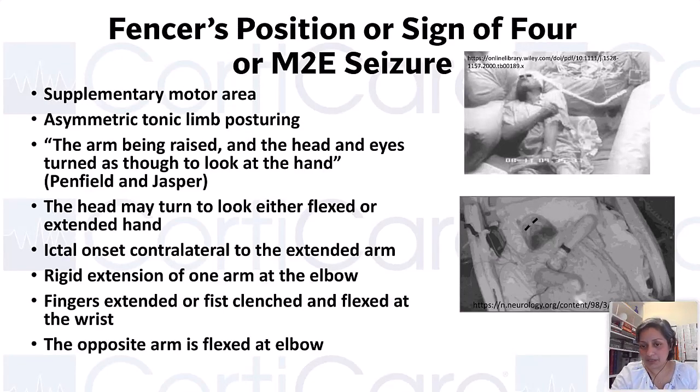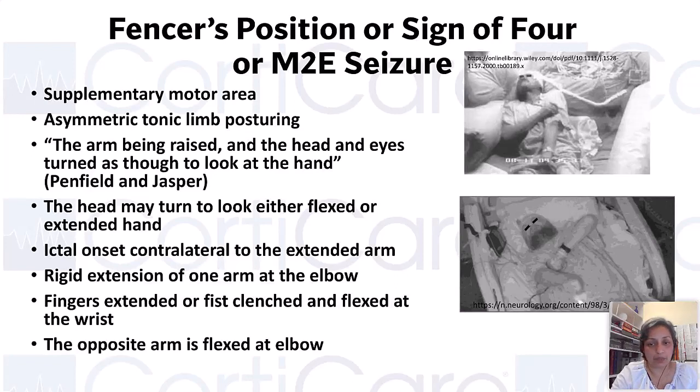More and more patients were showing these signs over a period of time. So they came to a conclusion: the head may turn to look either at the flexed hand or the extended hand. The ictal onset is always contralateral to the extended arm. So the arm that is flexed, that side is the one where the seizure is happening. Rigid extension of one arm at the elbow, fingers either completely extended or in a fist, and the hand flexed at the wrist. And the opposite arm is flexed at the elbow. This is the sign of 4, M2E.